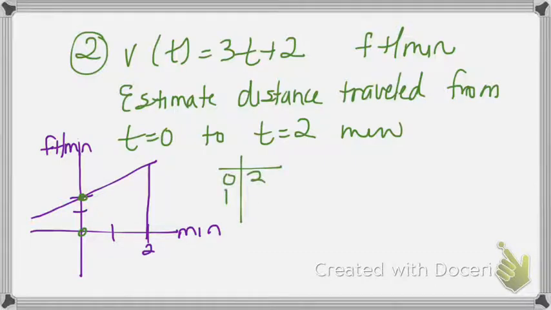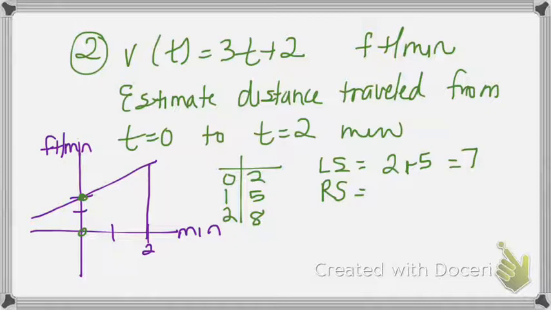So I'm going to go ahead and find, I know that 0 is 2. I know that 1 would be 5. 2 would be 8. And you could do more rectangles, but unless it tells you otherwise, just using 1 as the width is okay. So the left-hand sum is going to be 2 plus 5. The width is 1, so just 2 plus 5. The right-hand sum is going to be 8 plus 5. And then our estimate is going to be adding those two numbers and finding the average, which we get 10.